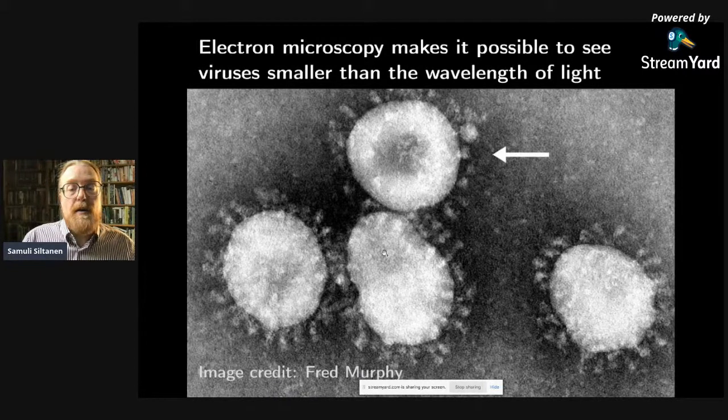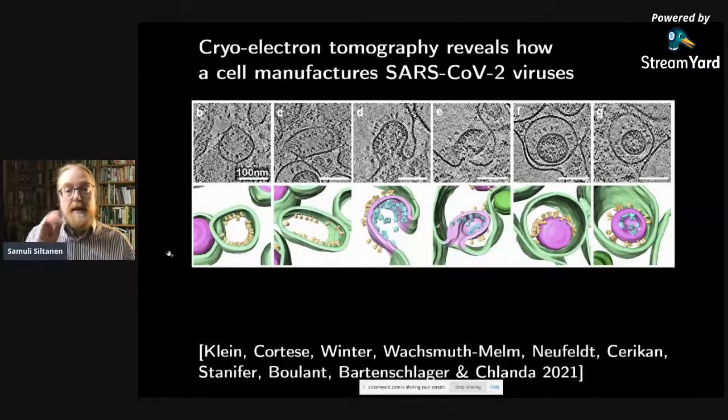And actually, with cryo-electron microscopy, we can deep freeze samples and image them from many directions. And here, I think this is quite amazing, cryo-electron tomography shows how the coronavirus is replicating itself inside the cell, or how it's making the cell produce new coronaviruses. So even such small things can be seen happening using cryo-electron tomography. It's a very recent paper. I was quite amazed to see what can be done with electron cryotomography.